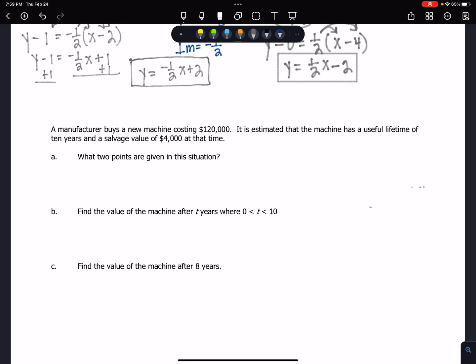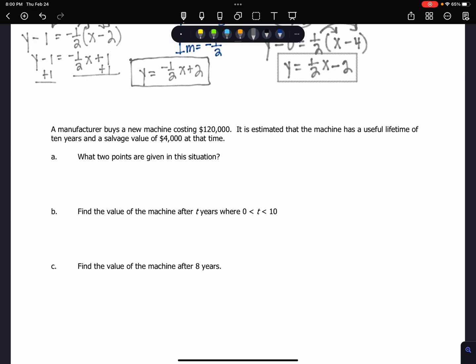We are now going to apply writing equations of lines to an application problem. So we've got a manufacturer buys a new machine costing $120,000. It is estimated that the machine has a useful lifetime of 10 years, and at that point in time, it's going to have a salvage value of $4,000.